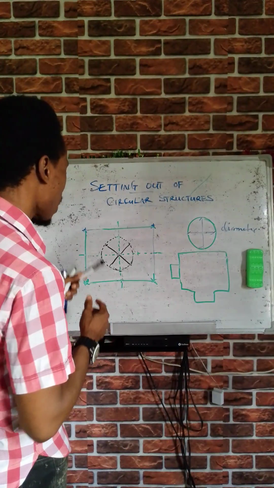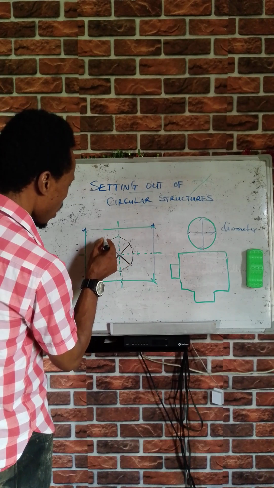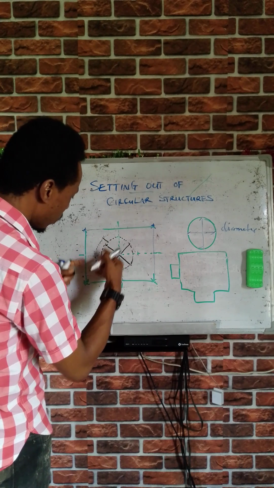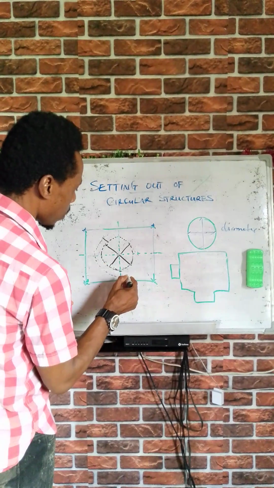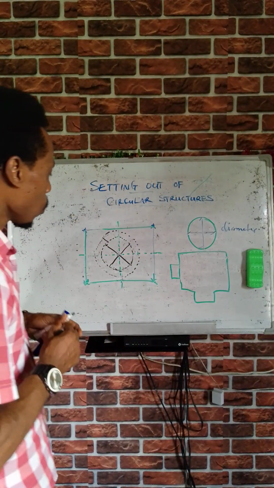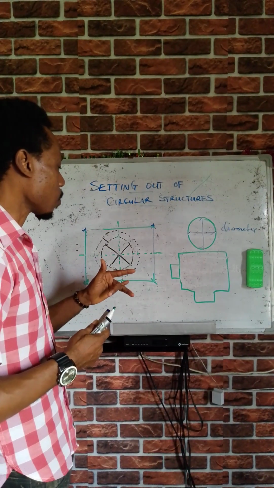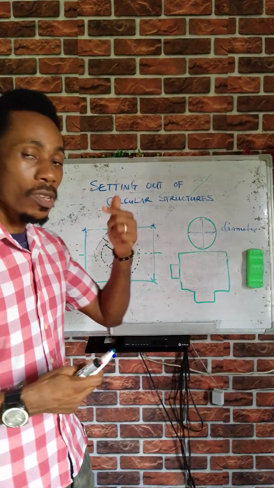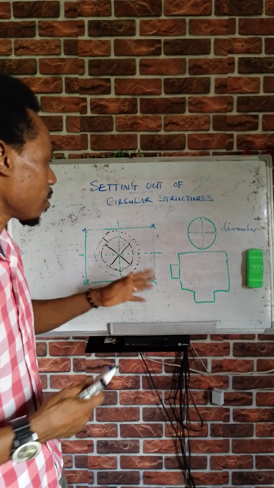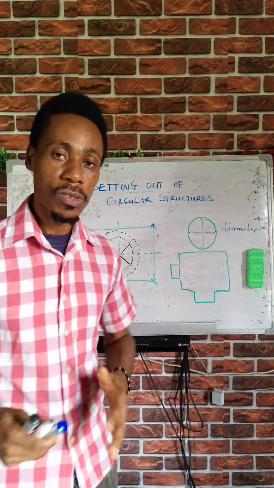Once you are done with that, you now offset. If you need to excavate, you offset from here to this point. You repeat, you just offset, and you get the external line as well. With this, you can carry on with your excavation. At this point you have done your setting out, as well as profiling for your circular structure. So basically this is the basics of how to carry out setting out of circular shape formations on ground.